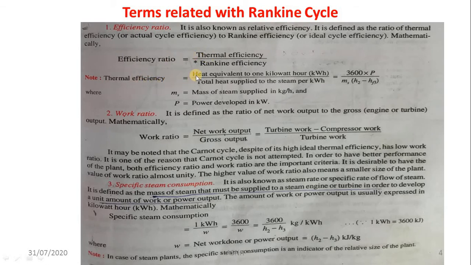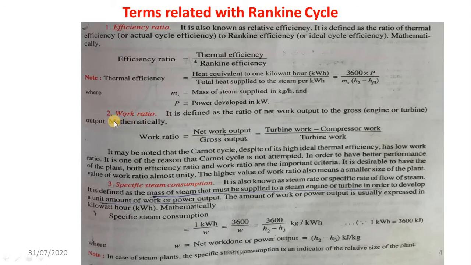Thermal efficiency is equal to the heat equivalent of 1 kilowatt hour upon the total heat supplied to the steam per kilowatt hour. So the formula is 3600 into P, where P stands for power, upon M into H2 minus HF3. The values of H2 and HF3 we will get from the steam table, so don't worry about that term. Here M is the mass and P is the power in kilowatts.